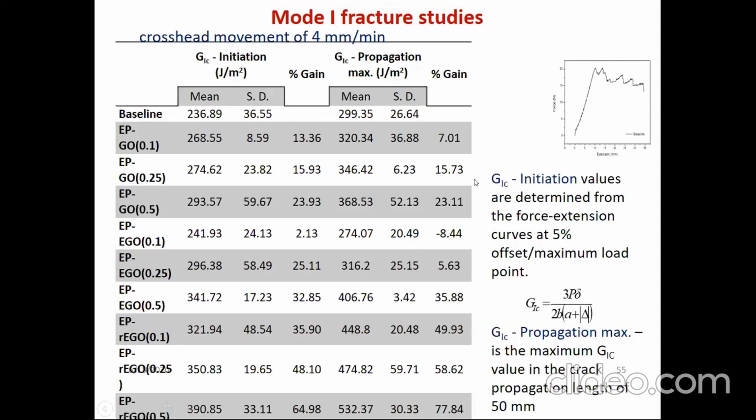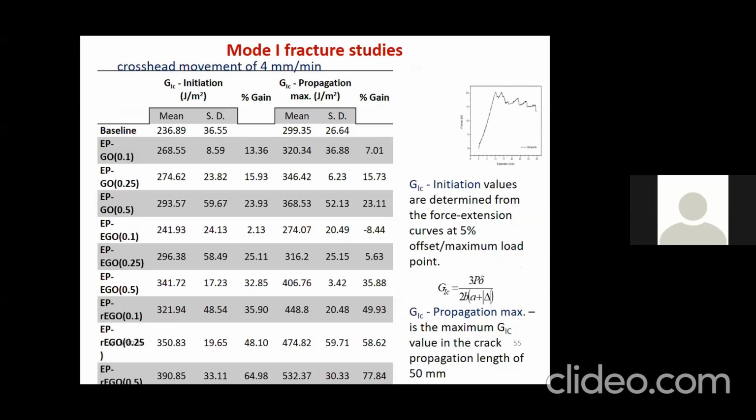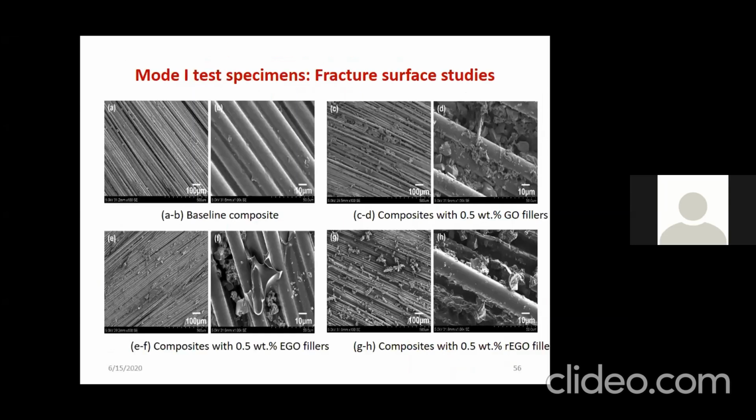You can see that there is even 77% improvement in the mode 1 fracture studies. 77%. That's a very interesting result when we start using this reduced exfoliated graphene oxide. We have used only 0.5%. A very small quantity of graphene will considerably improve the mechanical properties of composites. This is what we are seeing with the fracture surface of this composite material. Right, as you can see, these are just the fibers on the surface. We have the graphene materials.